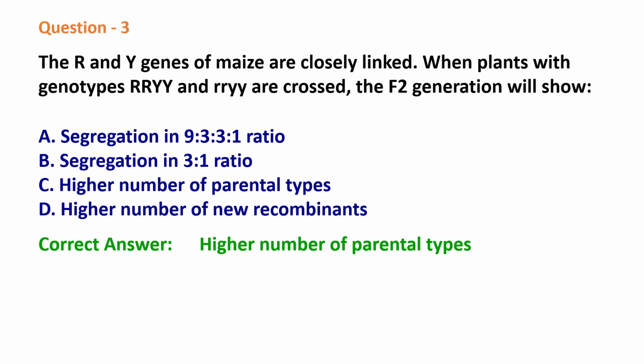Here we have to look at the question very carefully. They are talking about two different genes. That means this is a dihybrid cross, so we might select the option 9:3:3:1. But in the question it is clearly mentioned that these two genes are closely linked. That means they are on the same chromosome and very close to each other. So the correct option among these four is that they will show more parental types, and there is no question of the Mendelian ratio being followed here.